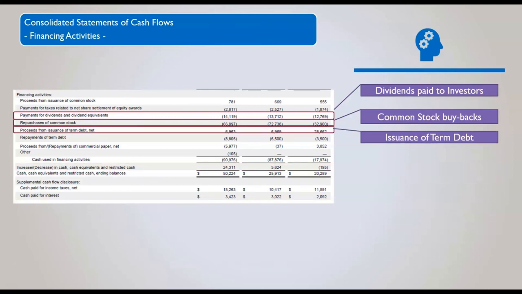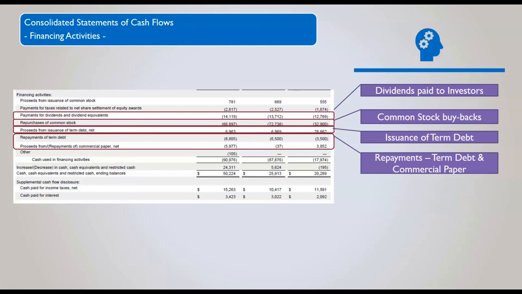The next line item we see is the issuance of term debt. Here, Apple received cash of about $6.9 billion, an inflow resulting from their issuance of term debt during the year. Then offsetting this are repayments that Apple made, or cash outflows, for its term debt and commercial paper of approximately $16 billion combined. Overall, we can see Apple had a cash outflow of approximately $91 billion relating to cash used in financing activities.